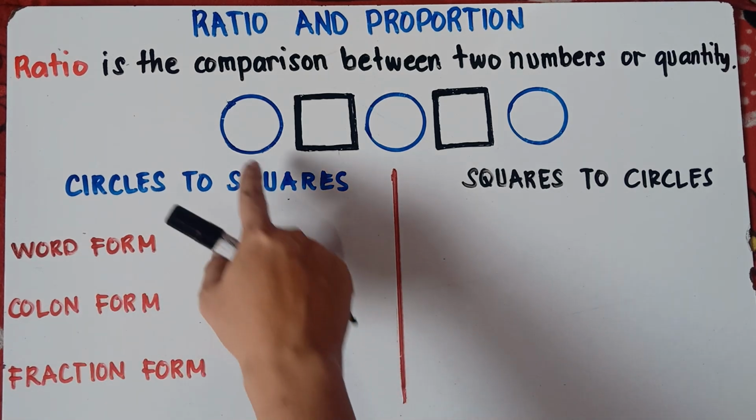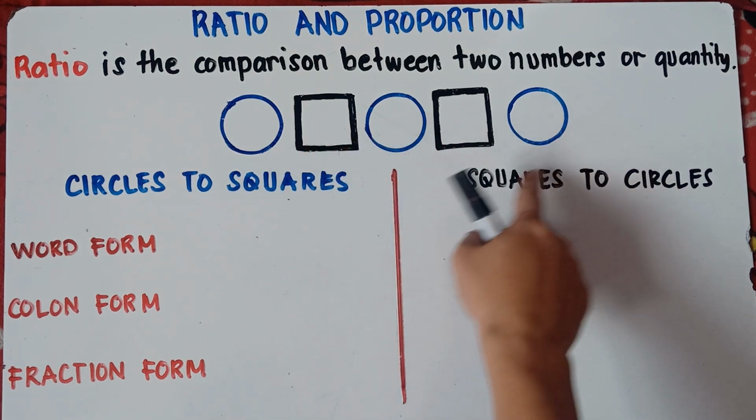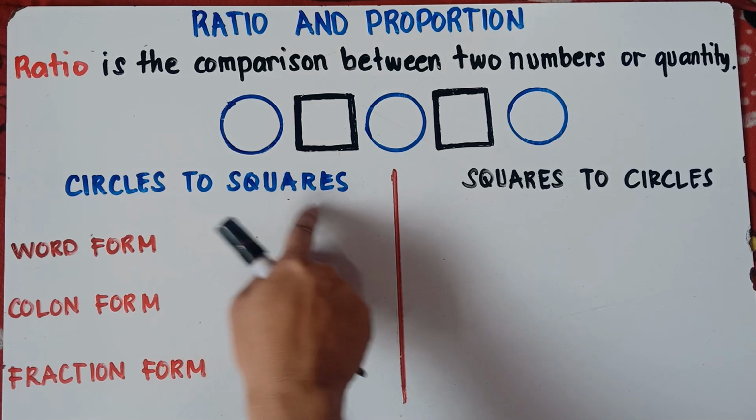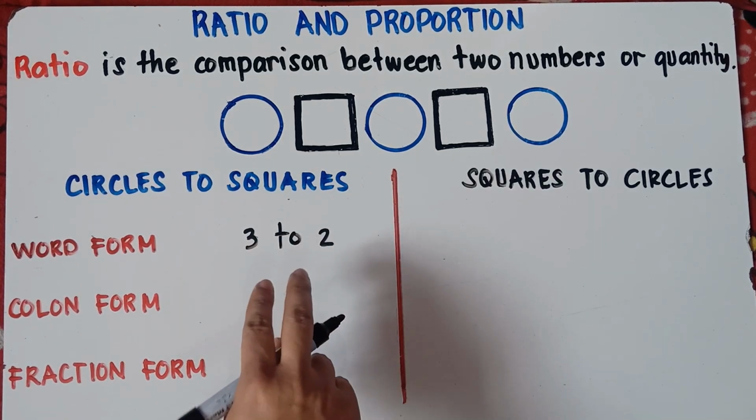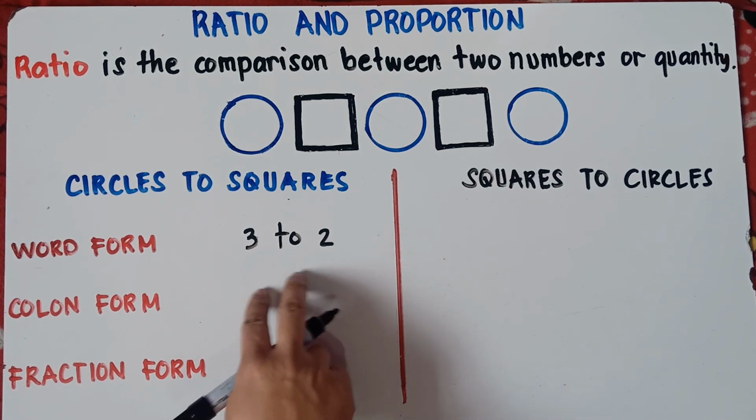So the answer for that, just count the number of circles. So we have 3 circles, then 2 squares. Circles to squares, so that would be 3 to 2. Okay, this is what we call word form. We can write this one in word form, 3 to 2.